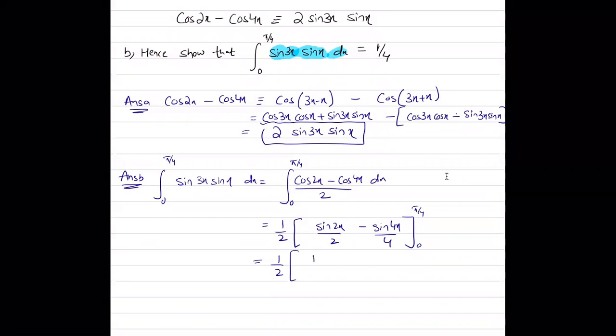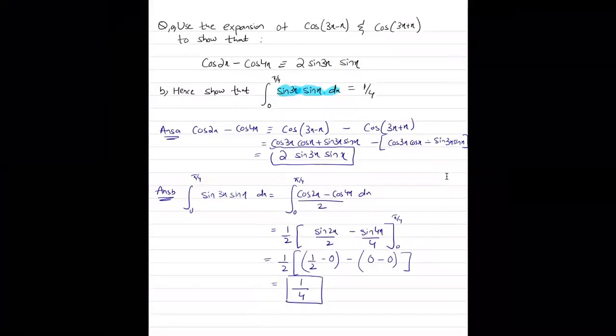So you are going to get 1 upon 2 when you plug in pi by 4 in sin 2x over 2, and 0 from here, 0, 0, and the final answer is 1 upon 4. And that is what we were asked to show, that the result comes out to be equal to 1 upon 4.